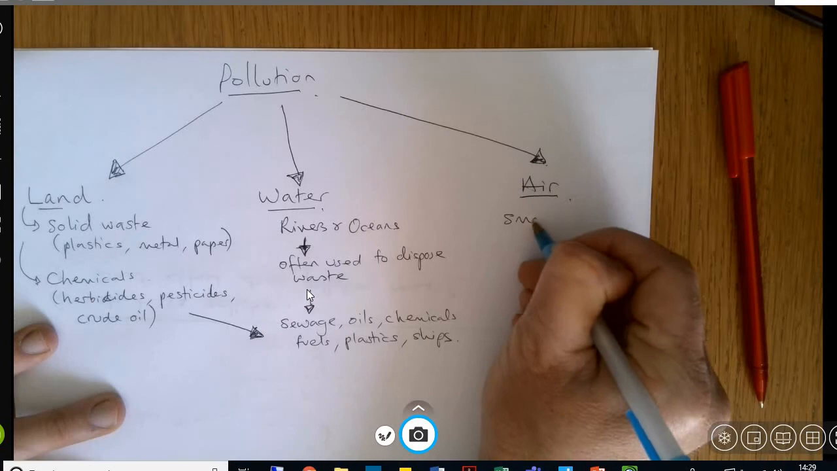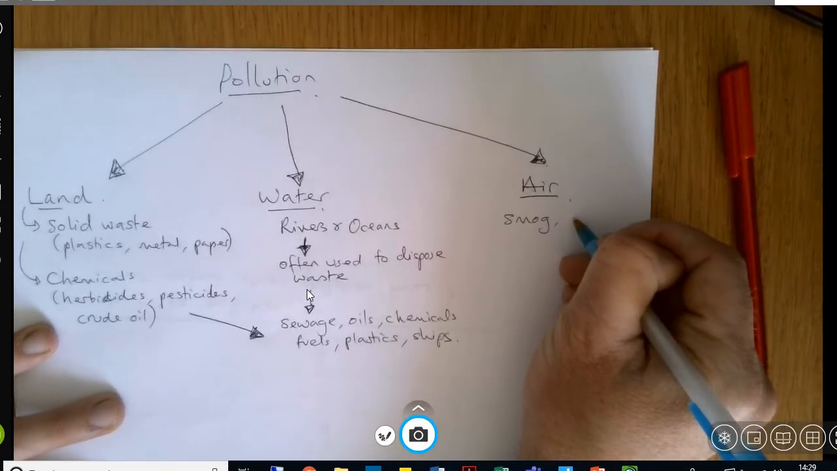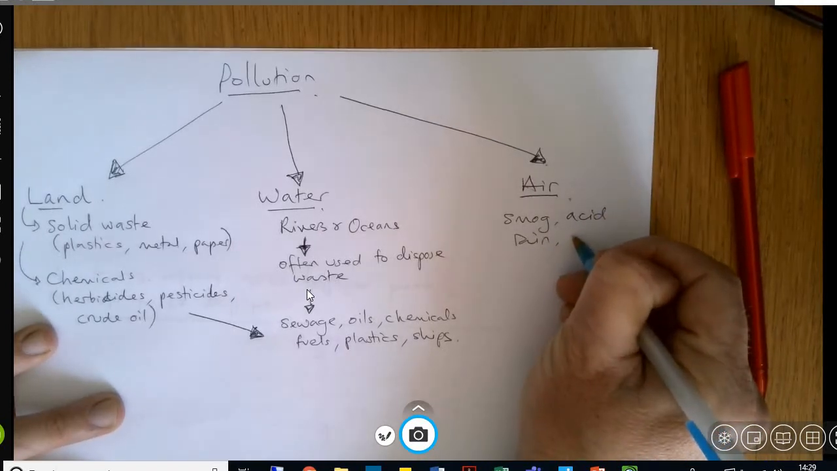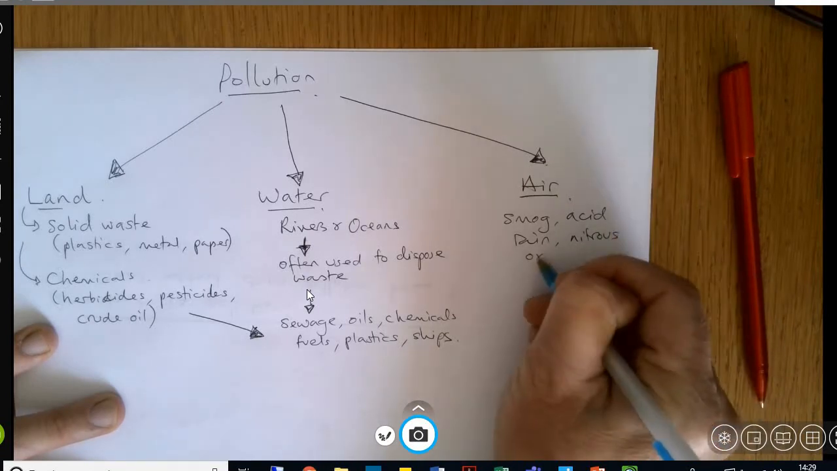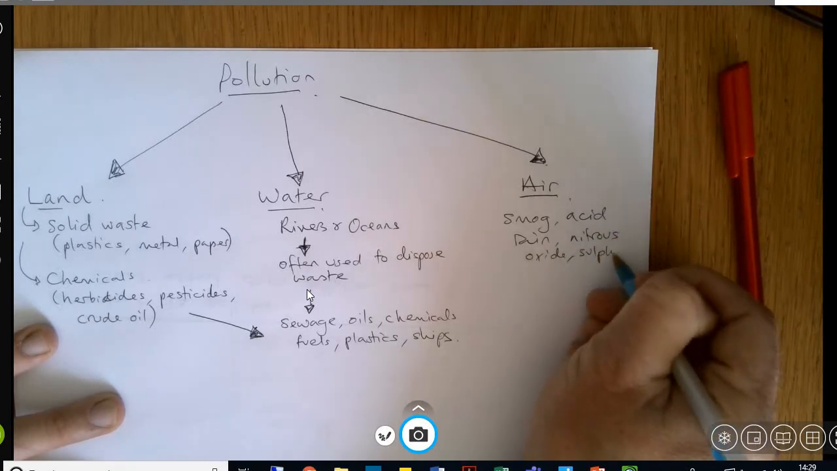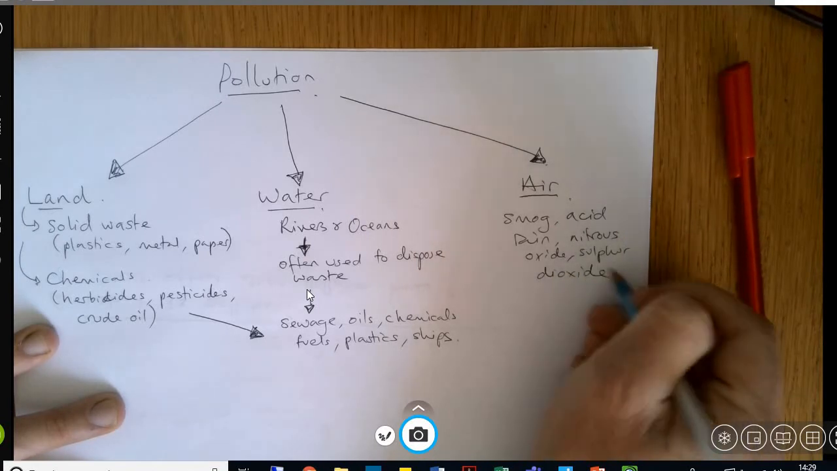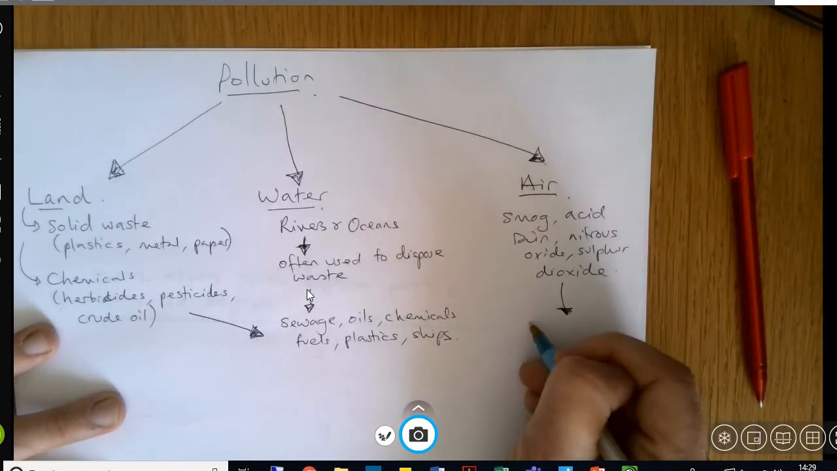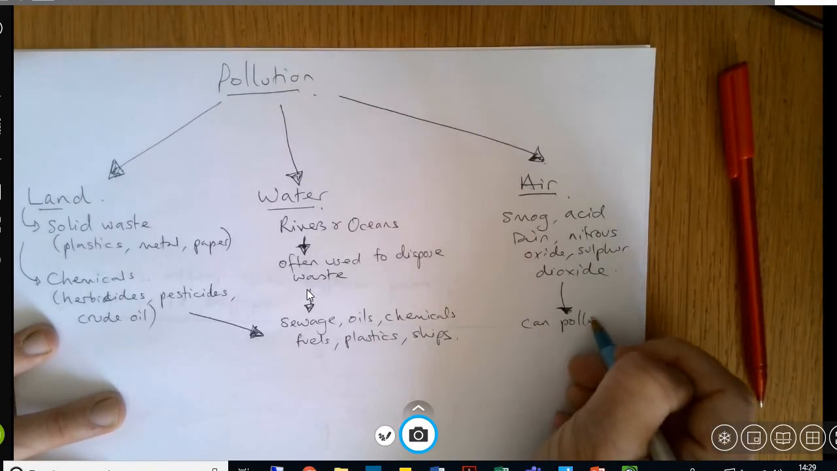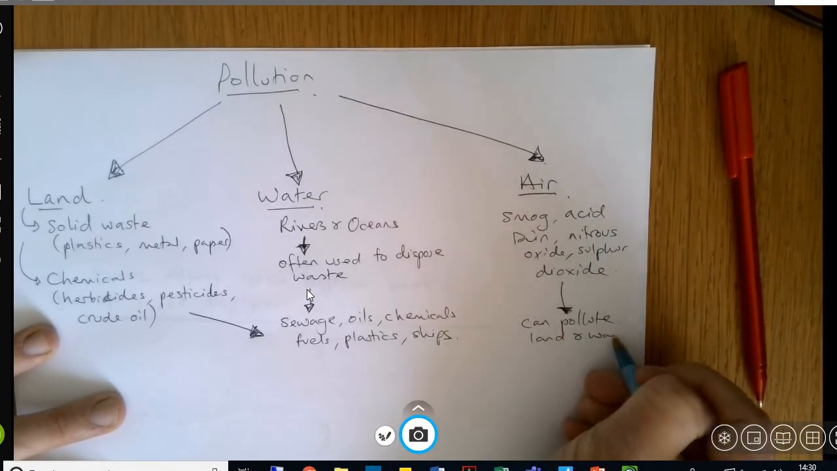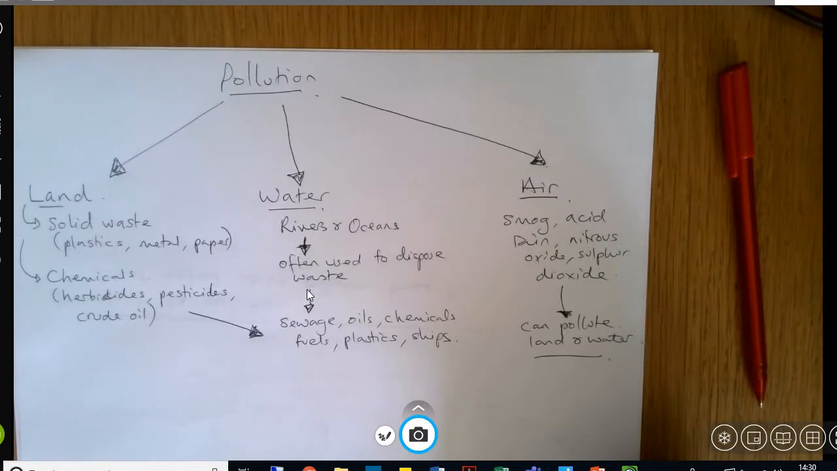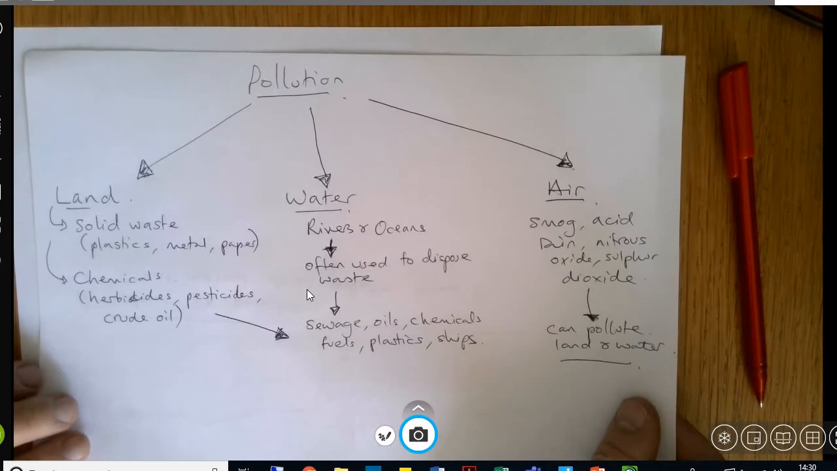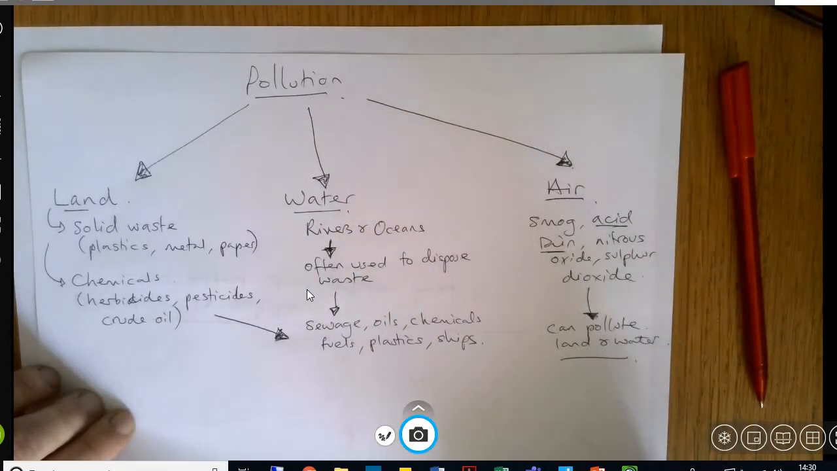We're talking here obviously about smog, about things like acid rain, and then things like nitrous oxide, sulfur dioxide, all those sort of things. We're going to look a little bit more at acid rain in a bit. But these can obviously then pollute land and water. That's pretty critical. Hopefully you've got all of that. So we're going to look now at the topic of acid rain.